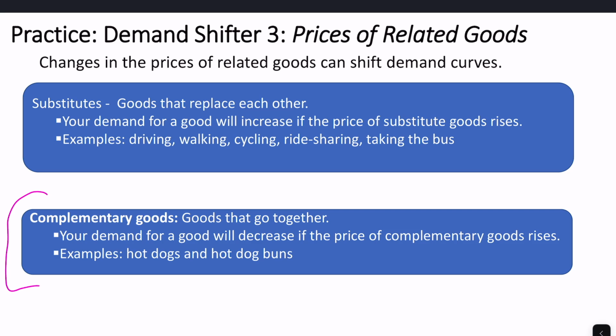To keep these straight, come up with some example to keep in your head. Right? Think hot dogs and hot dog buns. If the price of hot dogs goes up, then the demand for hot dog buns, the good we care about, is going to go down. Right? So the price of the related good is a hot dog. The price changes for that good, but what we care about is the demand for this other good, hot dog buns.